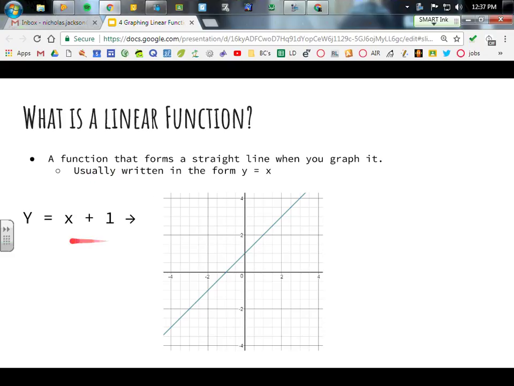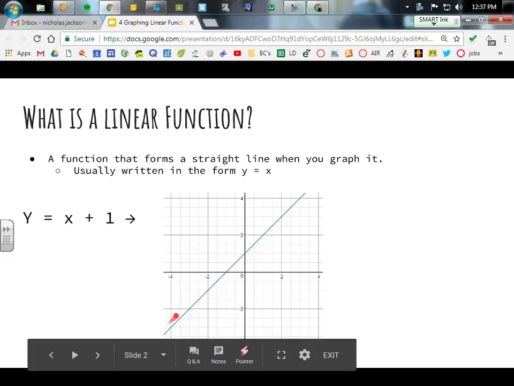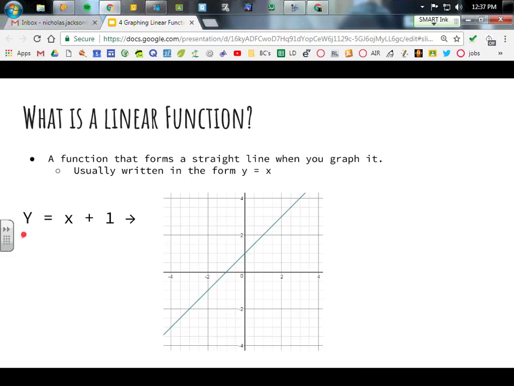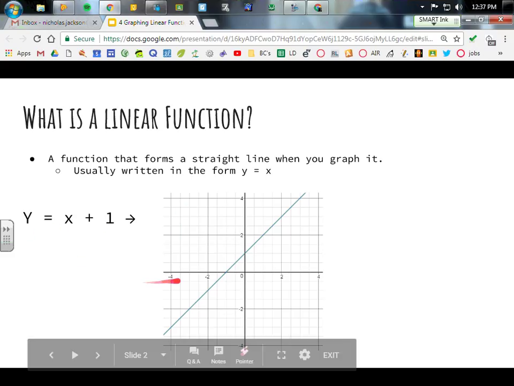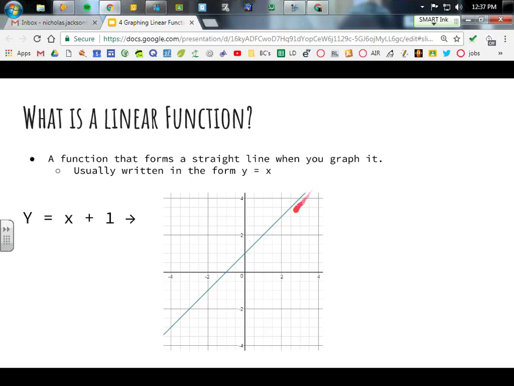So most linear functions are written in the form y equals something being multiplied by x or added to x. But whenever you graph these functions, you are going to get a straight line such as the one you see here. So this is the function y equals x plus 1, and this is what you get whenever you graph that function. You will get this line.